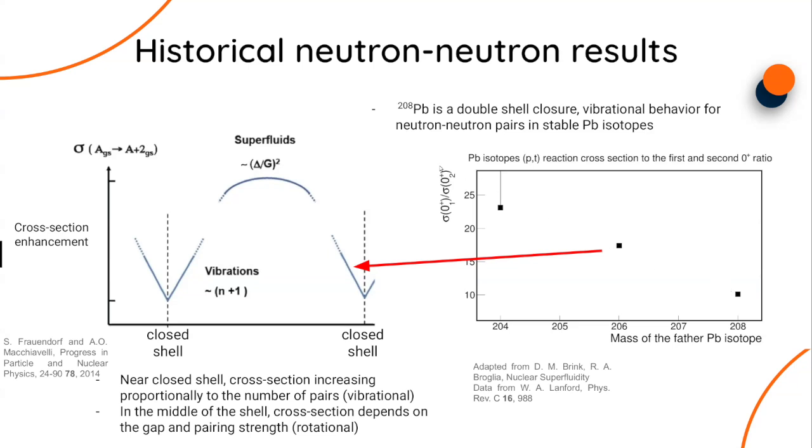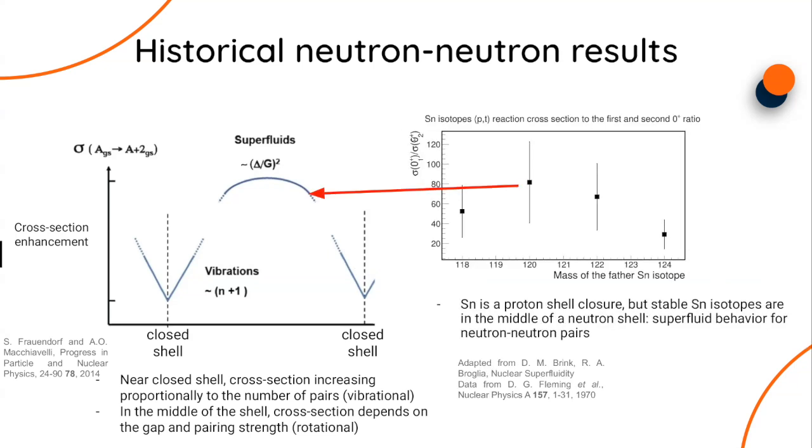And then we can also take the example of tin. Now the tin isotopes are closed shell in protons, but in the middle of the shell in neutrons. And since it's in the middle of the shell, we expect more of a flat behavior of the cross-section, like a kind of superfluid condensate. And that's what we see here. We do the same ratio of first 0+ to second 0+, and we have this very nice parabolic behavior, quite stable. So it gives hints that it's probably a superfluid behavior of neutron-neutron pairs at the middle of the tin isotope shell.